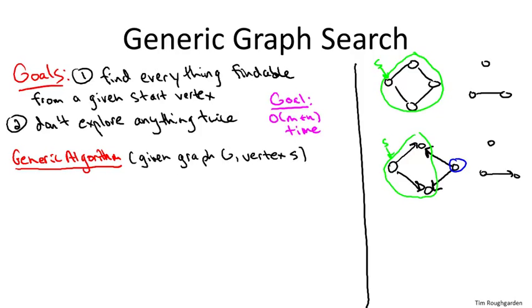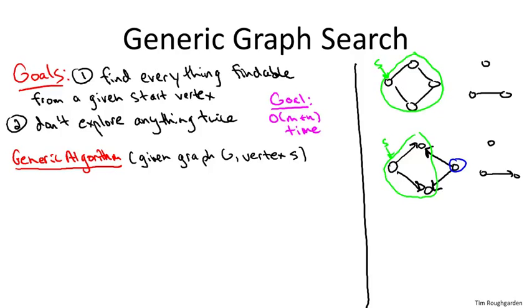So let me now give you a generic approach to graph search. So it's going to be underspecified. There'll be many different ways to instantiate it. 2 particular instantiations will get us breadth-first search and depth-first search. But here's just a general systematic method for finding everything findable without exploring anything more than once.